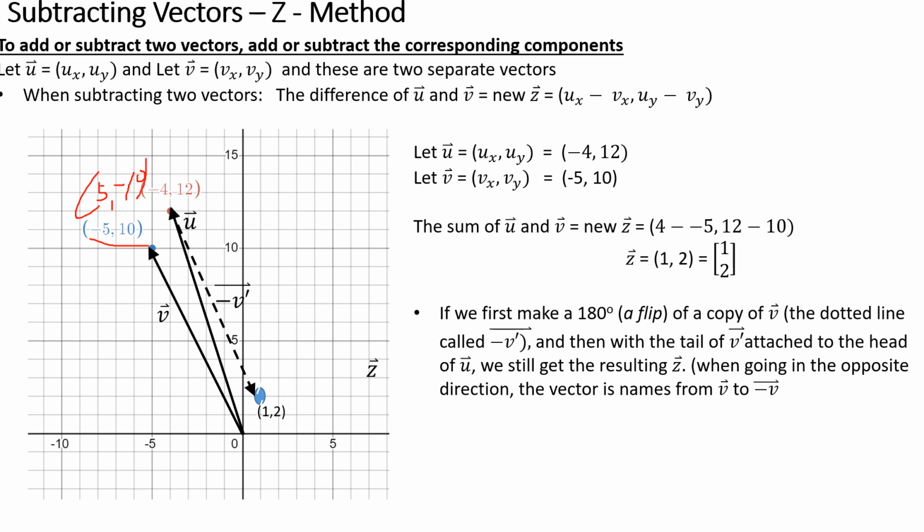So if I go 1, 2, 3, 4, 5, then I go minus 10: 1, 2, 3, 4, 5, 6, 7, 8, 9, 10. And we're going to call that one z. And where does it end up? It ends up at 1 comma 2, but it doesn't start at the origin. It starts at the head of that vector u.